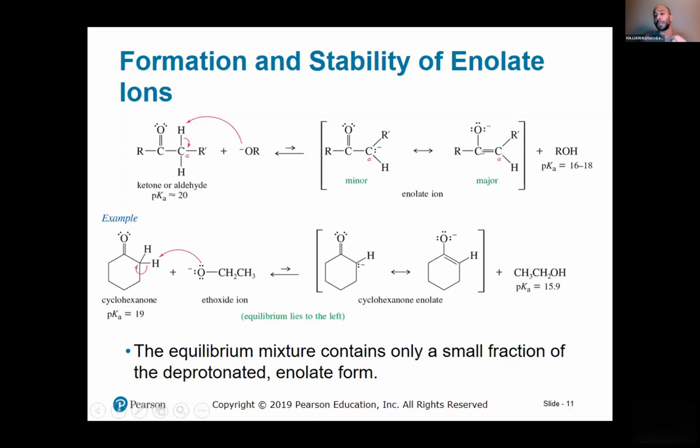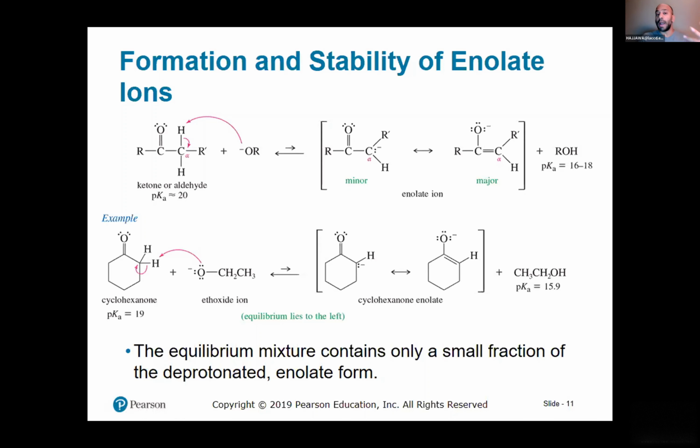Just keep in mind the major one will be the one that has the negative charge on the most electronegative atom, which is the oxygen in this case. But it doesn't mean that the other one doesn't exist. It's still a minor structure, plus the alcohol. You can see here the equilibrium goes toward the higher pKa acid.